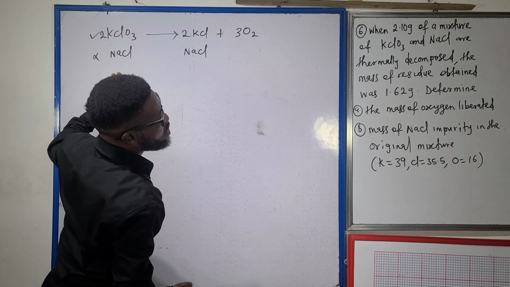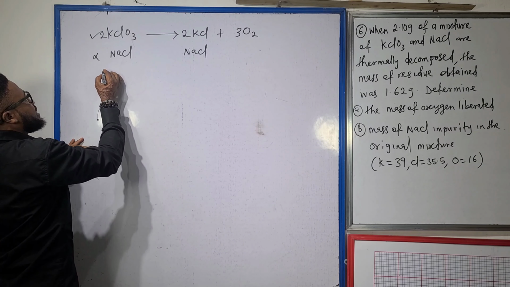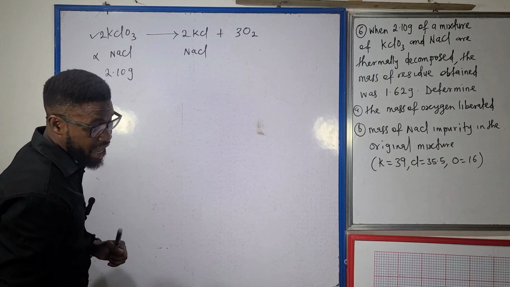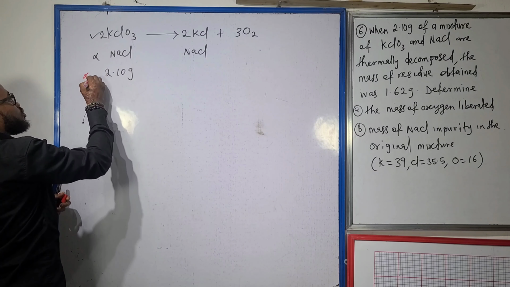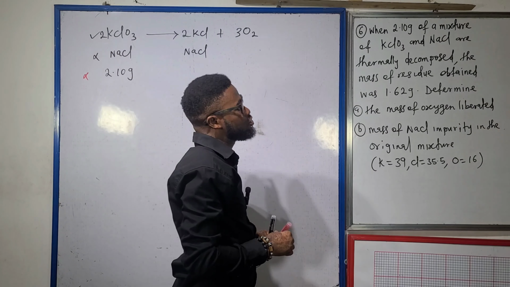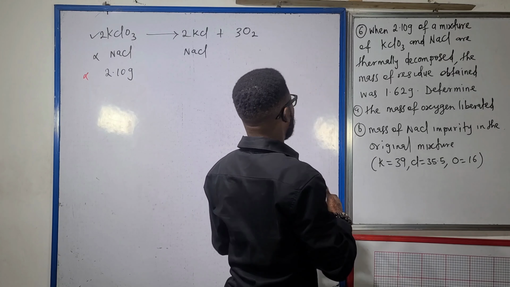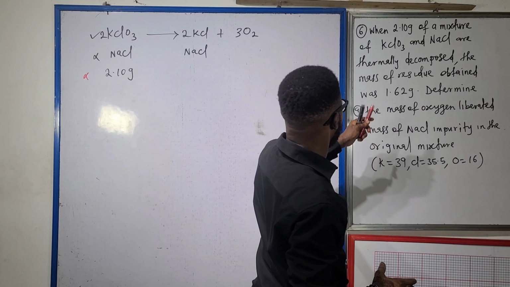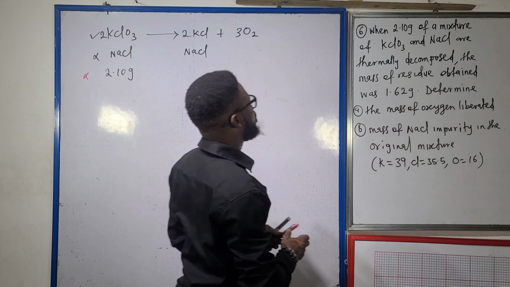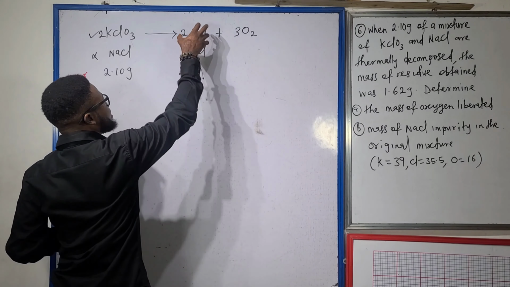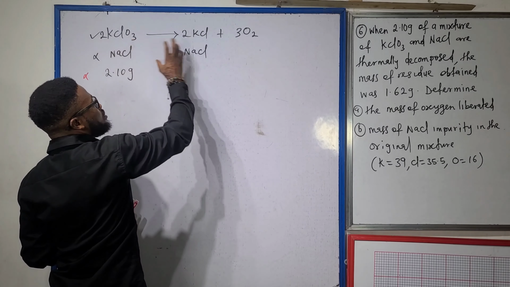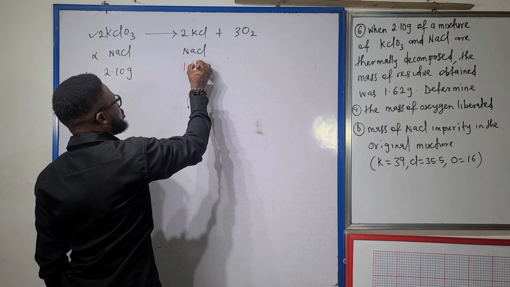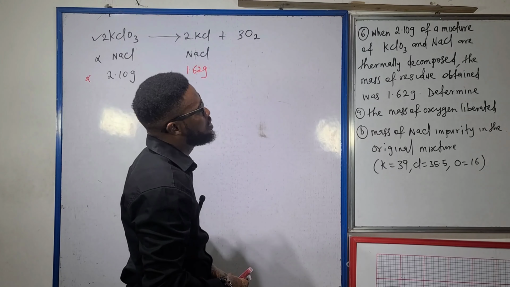And we're told that this was 2.10 gram, but invariably we cannot use it because this is a mixture. We cannot use it in calculating a stoichiometric question. The mass of residue obtained was 1.62. Which means the residue is KCl and the NaCl we started the reaction with. So this was 1.62 gram. That's for the residue.